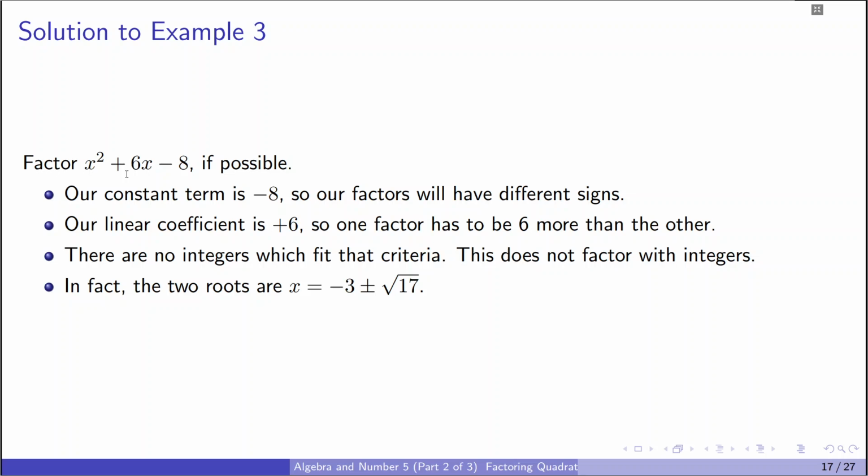In fact, the two roots are not even rational numbers. They involve the square root of 17. We will learn how to arrive at those in Math 20.